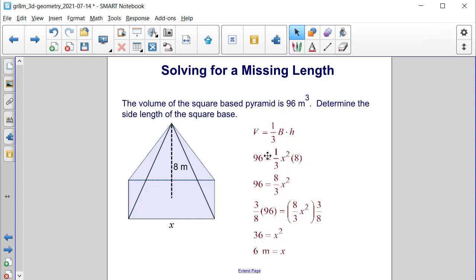And here's the solution to our example problem. We substitute 96 cubic meters in for volume and 8 in for the height of our pyramid. And we have x squared for the area of the base. And then if we multiply 8 times 1/3, we get 8/3. So we have 8/3 x squared is equal to 96. And if we multiply both sides by the reciprocal of 8/3, which is 3/8, the fraction goes away, and we have x squared remaining on the right, and 3/8 of 96 is 36. And then if we square root 36, we get 6 meters as the value of x. And remember, because we are finding side length measurements, we can rule out the possibility that the value of x is negative 6, because it's not possible. So the answer here is 6 meters.